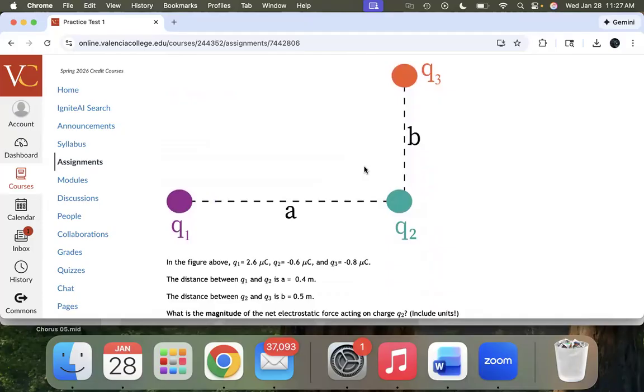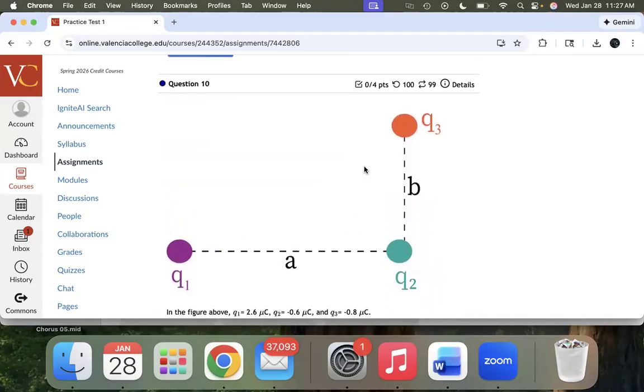This question, make sure you know how to do this. It's that superposition of electric forces problem. Like we had that group assignment on it. This was also a homework problem.